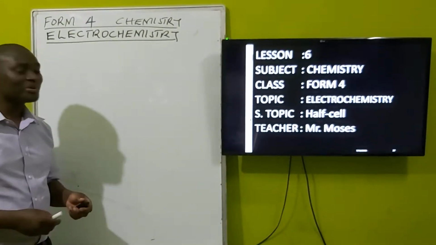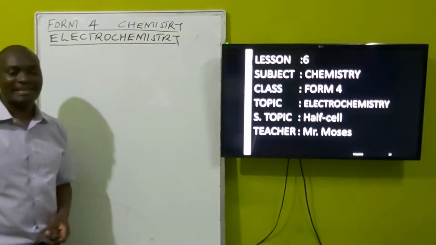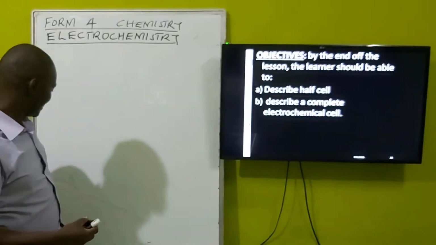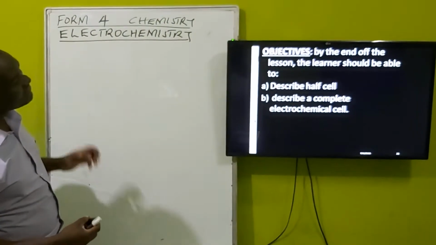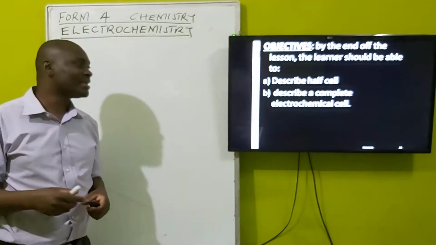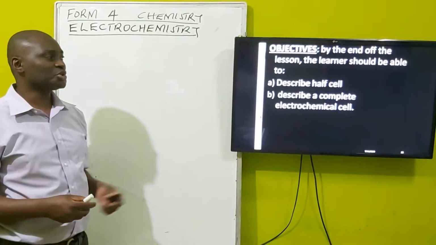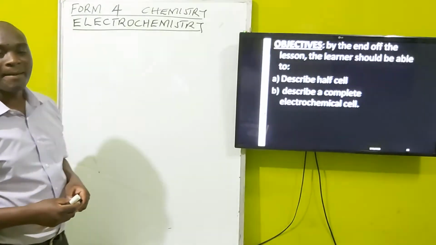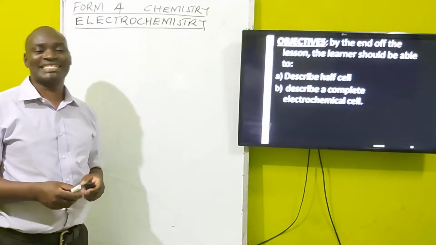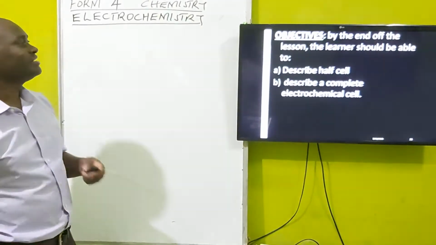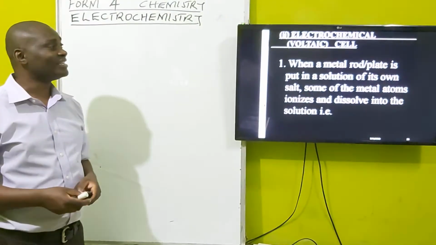Today our subtopic is half-cell. The objectives of our study today are two. One, you should be able to describe what we call a half-cell. And two, you should also be able to describe a complete electrochemical cell: half-cell, and then complete electrochemical cell.